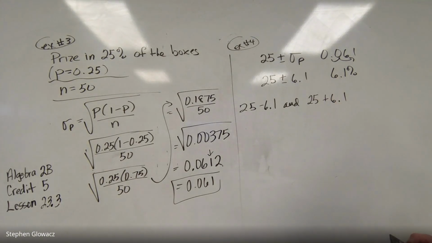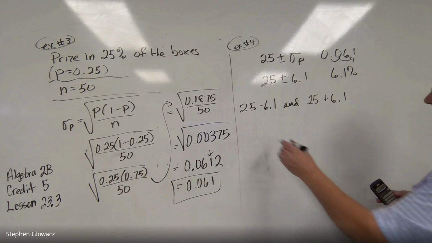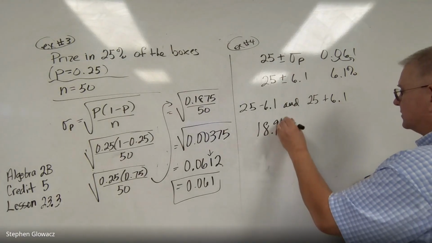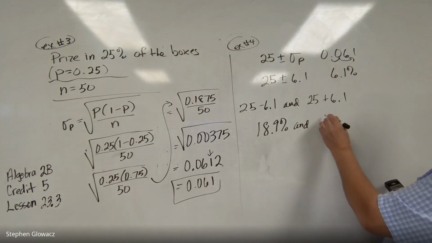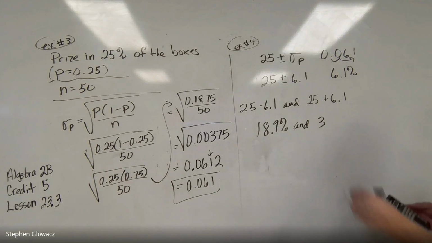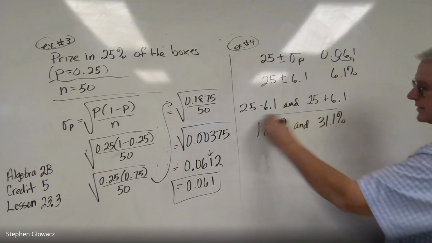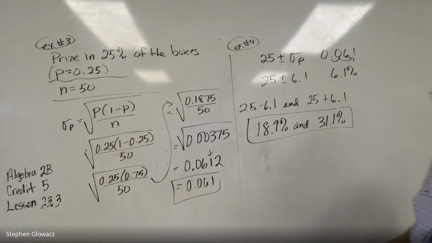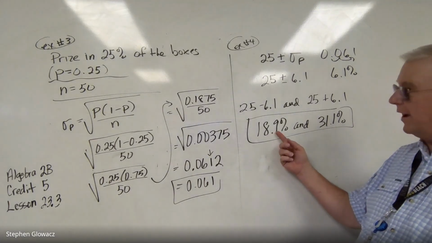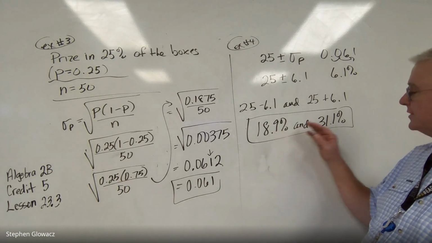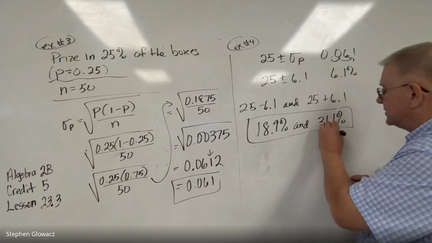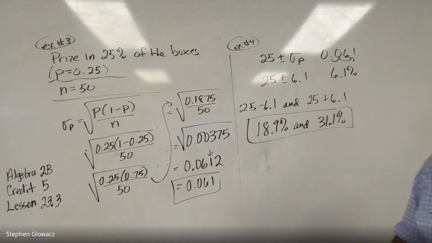So we subtract 25 minus 6.1, and we get 18.9. And we'll put that as a percent, not round it, but write that as a percent. And then adding 25 plus 6.1, we get 31.1%. So once again, interpreting what this means, if our machines are working correctly, we would expect 68%, about 2/3 of our samples, to fall within this range. In other words, for 2/3 of our samples, between 18.9% and 31.1% of the boxes would contain a prize. And that's how we would interpret that.